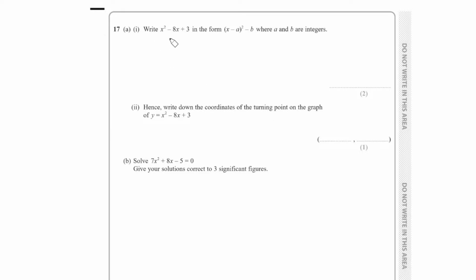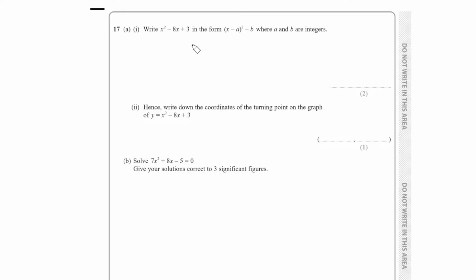And that's fine. Okay, question 17. We have got: write x squared minus 8x plus 3 in the form (x minus a) squared minus b, where a and b are integers. Okay, it doesn't say it, but you should recognize this format as completing the square.